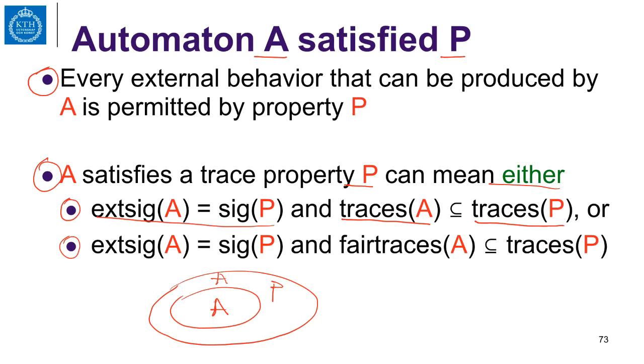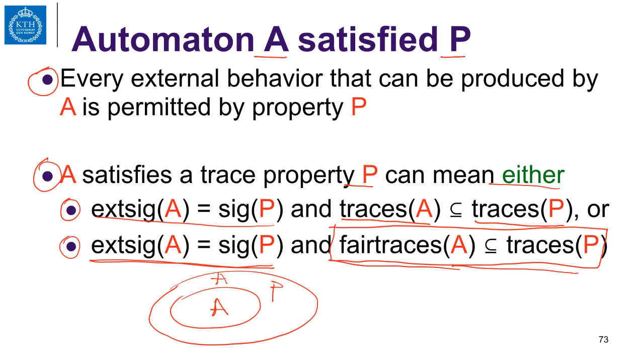The other alternative is that, of course, they have the same external actions, but the fair traces of A is a subset of the traces of P. In fact, for most of the problems, this is what we are interested in, that the fair traces of A are a subset of the traces of P.